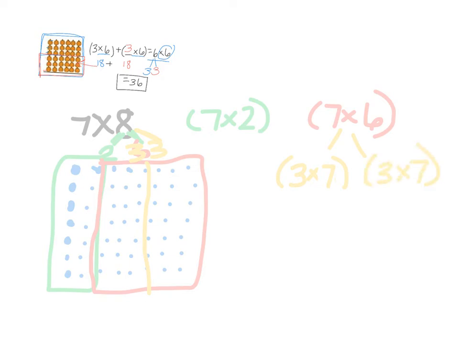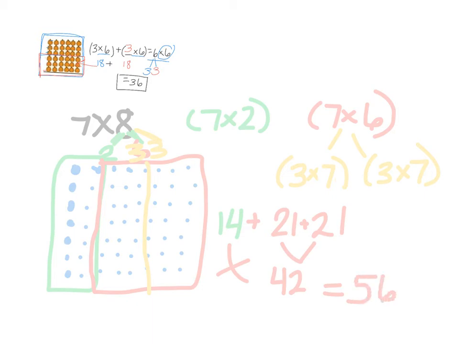So my first piece, I have 7 times 2, and that is 14. That's easy. Then I have 7 times 6, which was tricky, but I have 3 times 7, and that gave me 21. And another 3 times 7 gives me another 21. So now I can add up 14, 21, and 21. 21 and 21 is 42. And 14 and 42 is equal to 56. So 7 times 8 must be 56.